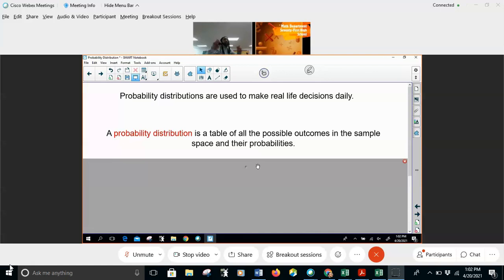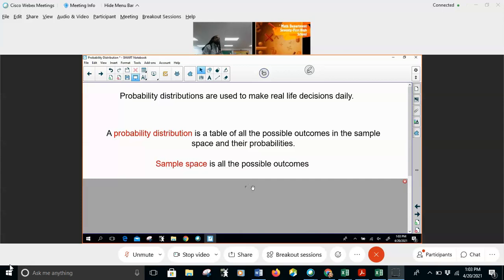So a formal definition of a probability distribution is a table of all possible outcomes in a sample space and their probabilities. So all the possible outcomes that can happen in that sample space and the probabilities. But then you might be like, okay, well, what is the sample space? Glad you asked. Sample space is just all the possible outcomes. So a probability distribution puts the possible outcomes along with the probability of it happening. So the outcomes and the chance of it happening. So that's what that is.